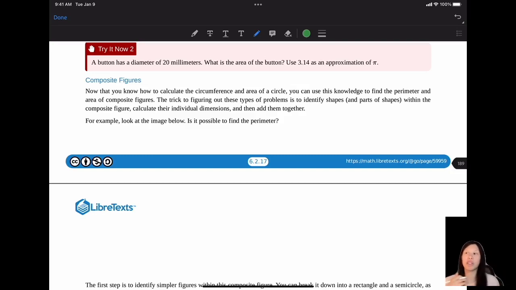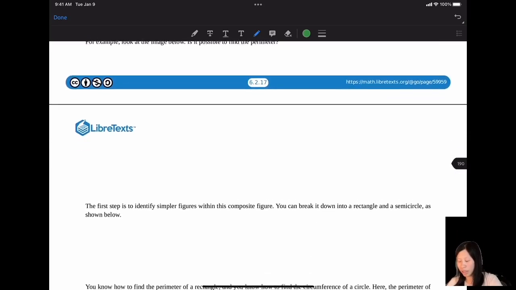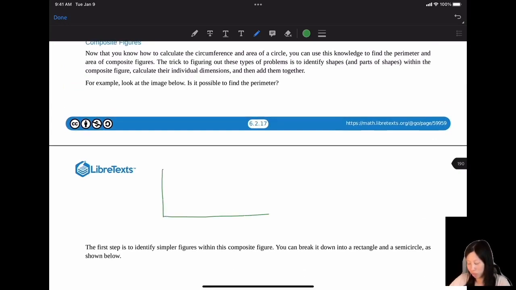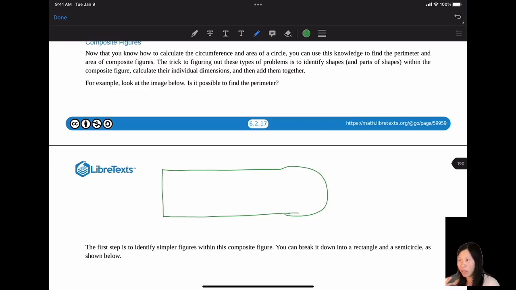In the previous video, we did some composite figures. So now let's do more examples involving the circle. So here is a composite figure. The first step is you need to identify familiar figures within this composite figure that you can break it down into. So look, this is 20 feet and this is 8 feet. How can you break it? I will break it in here, right?